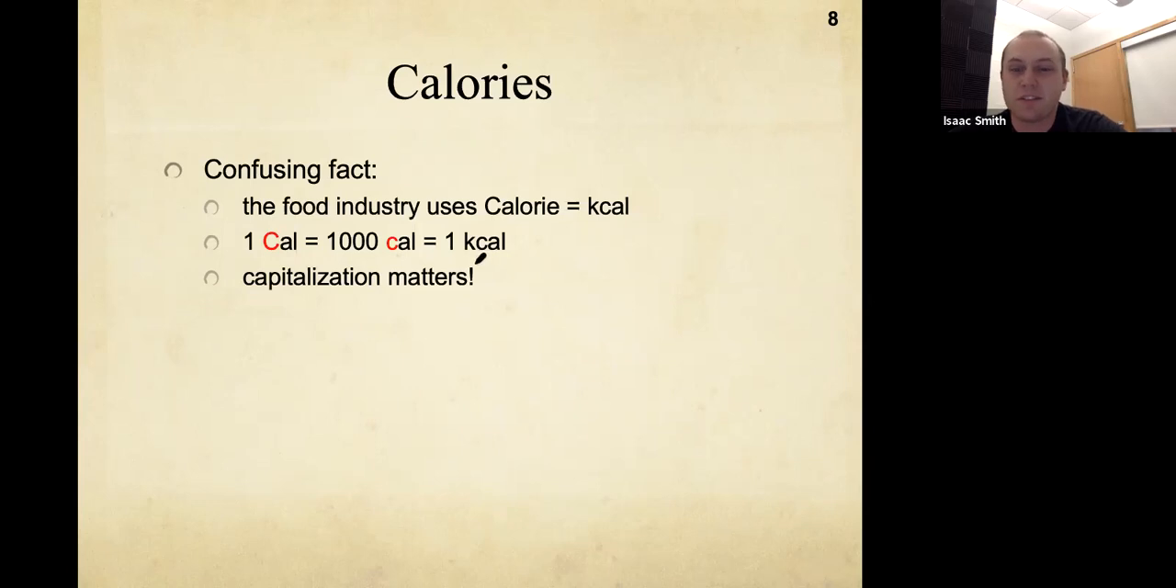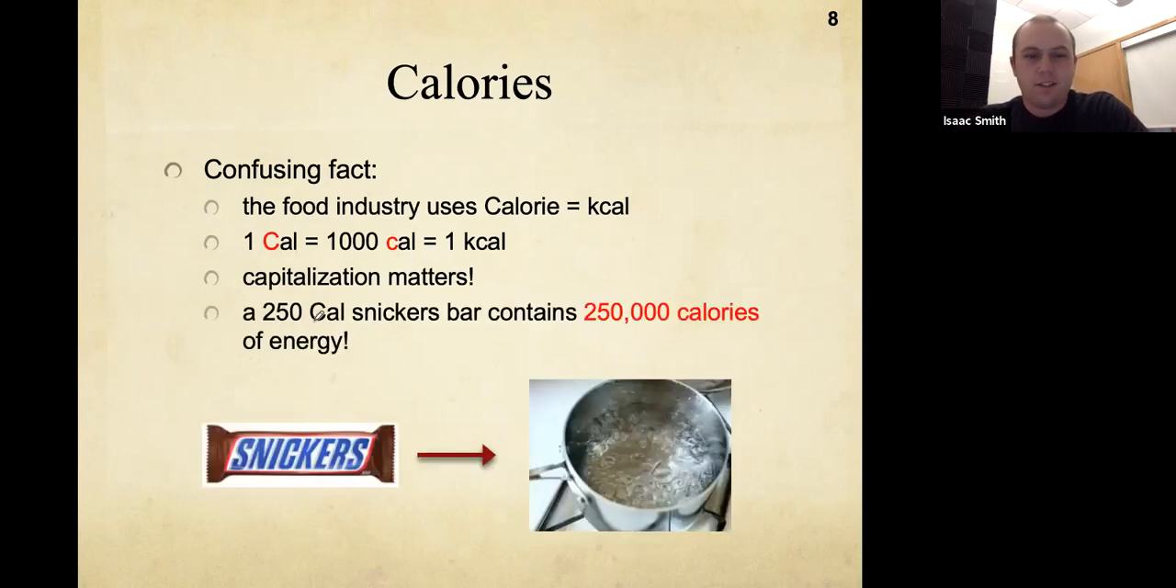I served a mission in Brazil, and so down there, all the food was reported in kcals. So that kind of makes sense. But look for the capitalization on the C, and don't let that confuse you too much. So again, a 250 calorie Snickers bar actually contains 250,000 calories as little c calories.